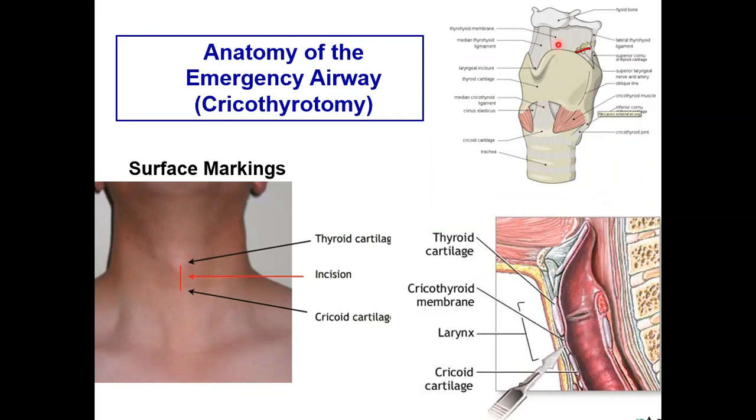So we've been talking about the hyoid bone because of all the muscles that are attached, and we've also mentioned the thyroid cartilage, which is inferior to your hyoid bone. So below your thyroid cartilage is your cricoid cartilage. And in between the two, you have what's called the median cricothyroid ligament. So this is connecting the two cartilages together.